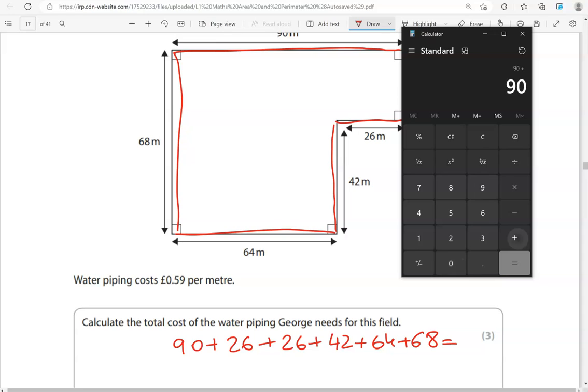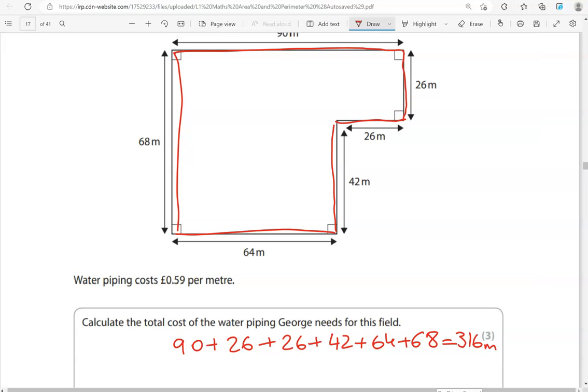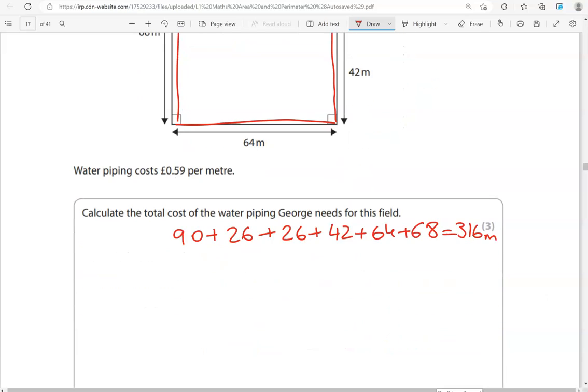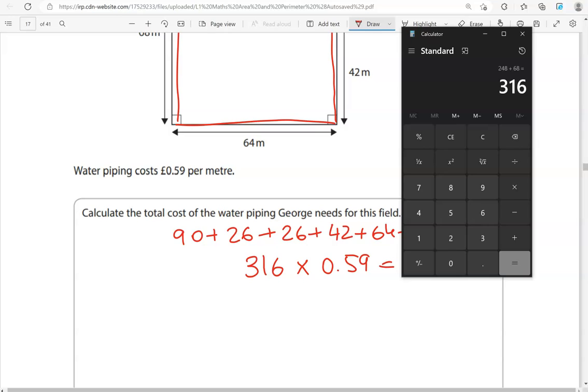So 90 plus 26 plus 26 plus 42 plus 64 plus 68 gives us 316 meters altogether. It costs 59 pence per meter, so I'm going to do 316 times 0.59, and that is £186 and 44 pence.